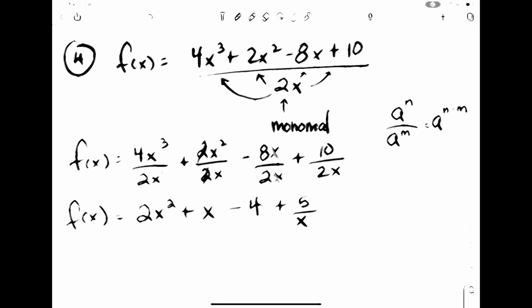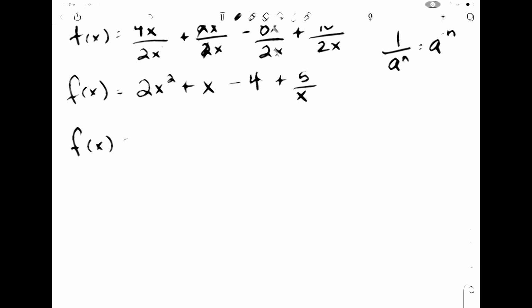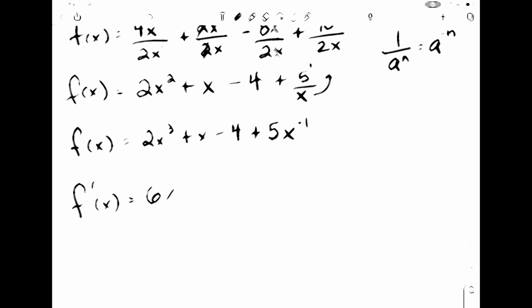If I have 1 over a to the n, I can write this as a to the negative n. What a great review of exponents this is. So I can write this now as f of x equals 2x cubed plus x minus 4 plus 5 x to the negative 1. The 5 has an exponent of 1. The only thing we're bringing up is the x. So now, and only now, can I find the slope of the tangent. Multiply and subtract. Plus 1. Yes, the derivative of x is 1. 4 goes to 0. And finally, I have 5 times negative 1 is negative 5x to the negative 2.